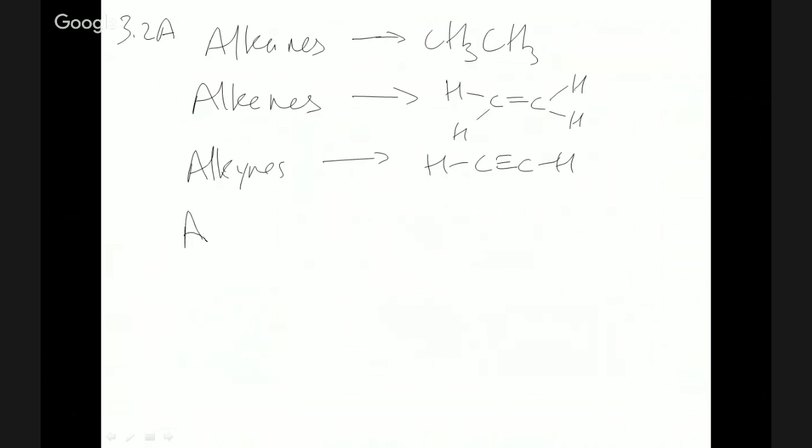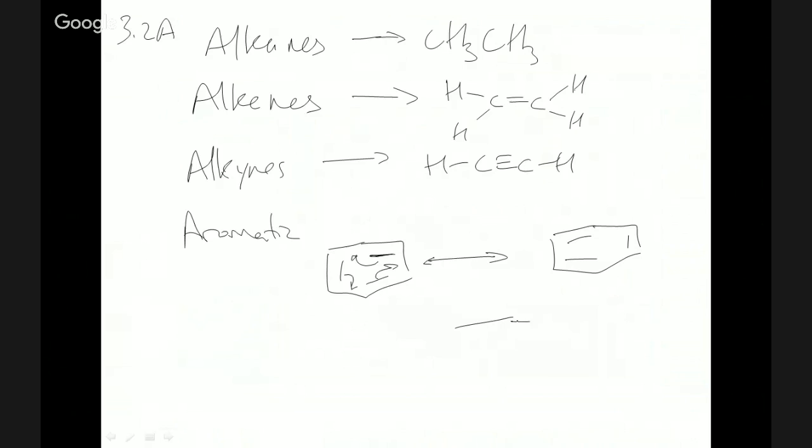And then aromatic looks like alternating double bonds, but it's actually more complicated than that. If you put 3 double bonds in a ring, this is actually benzene, and this has a resonance form that is degenerate, or equal in energy. So these aromatic molecules have special properties. A hybrid would look something like this. Those electrons are shared perfectly. So that's 3.2a.